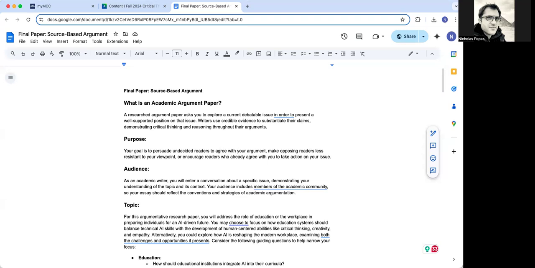So remember, your role here is as a guide, and your voice in your writing should frame and connect the sources, explaining their significance to your argument. Don't let sources speak alone. Tell your readers why they matter and how they connect to your larger point about AI's role in education or the workplace.